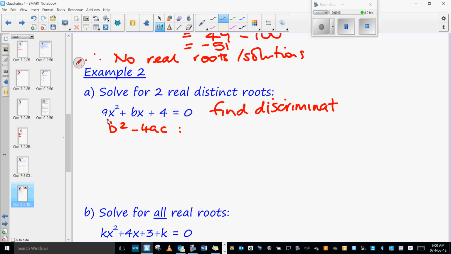Negative 2? Why not? Because it's positive b squared, so it's just b squared. B is just B here. Remember, it's not the minus B plus or minus the square root of. It's just b squared, minus 4 times 9 times 4. And that discriminant we know has to be greater than 0.